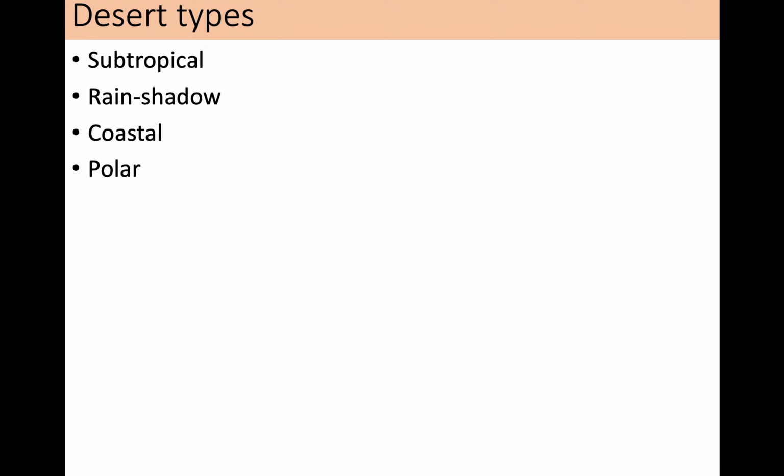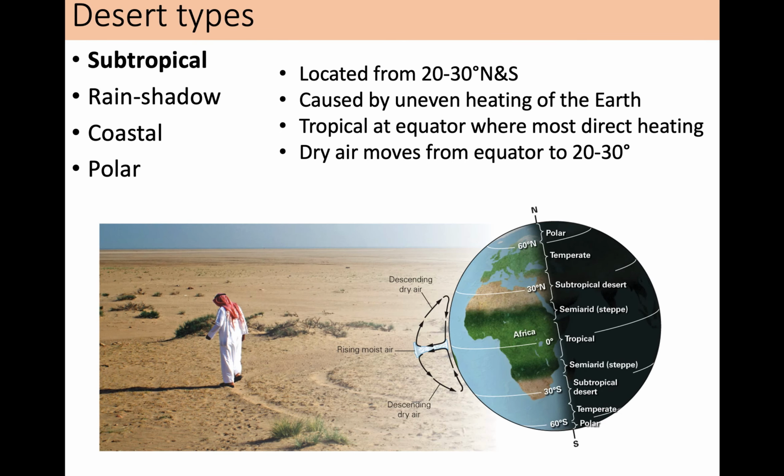So we're going to go through these 4 different types of deserts. We have subtropical, rain shadow, coastal, and polar. We're going to look at the differences in the landscapes and what actually creates these different types of deserts. So the first one is a subtropical desert. So a subtropical desert occurs between 20 and 30 degrees north and south. So here. And also here, both in the northern and the southern hemisphere, we have these deserts.